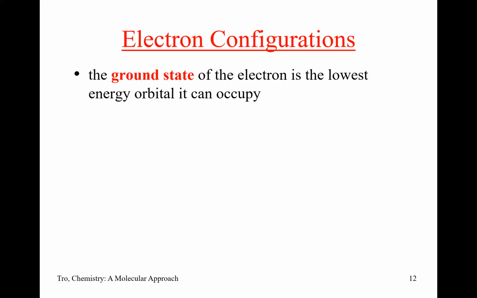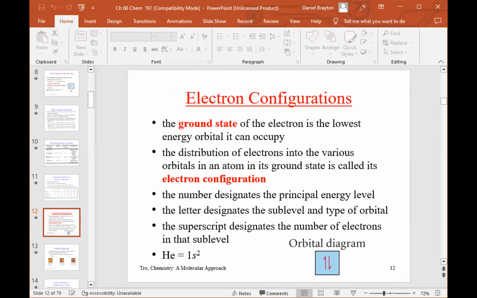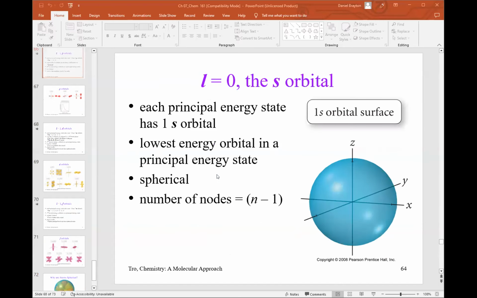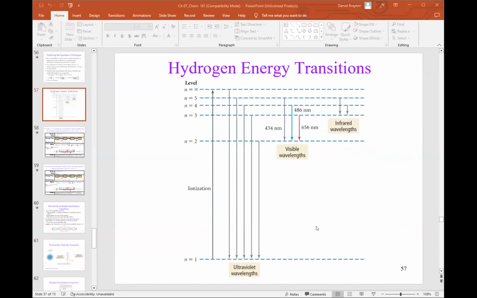So what this is getting us to is electron configurations, which is basically a way of describing the number of electrons associated with an atom. And ground state is the lowest energy. So let me just go back. So ground state, something like this, right? This would be the ground state.